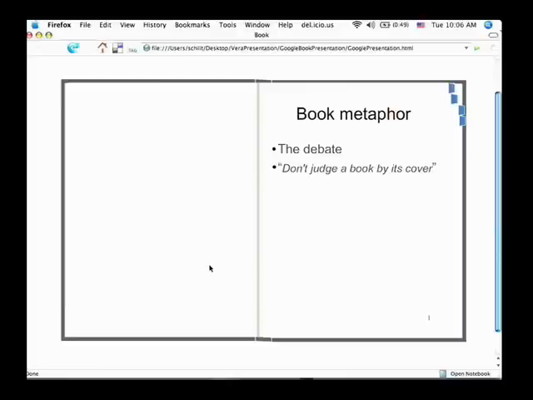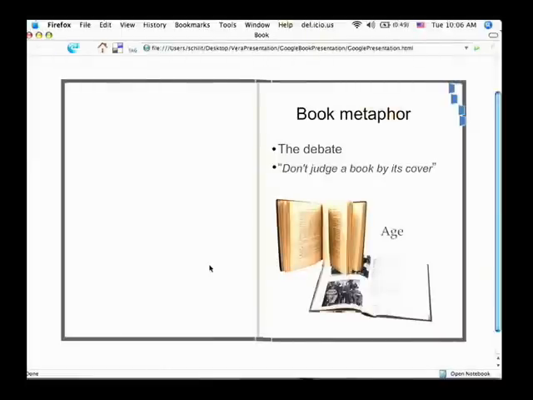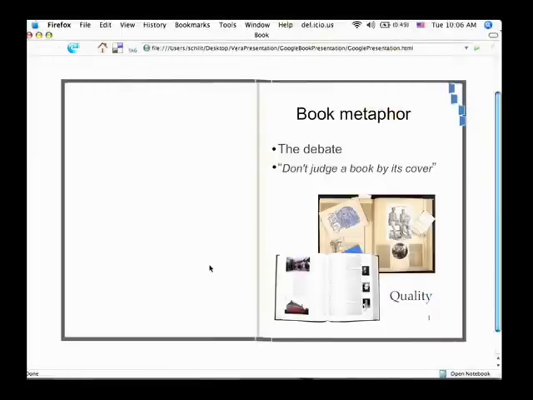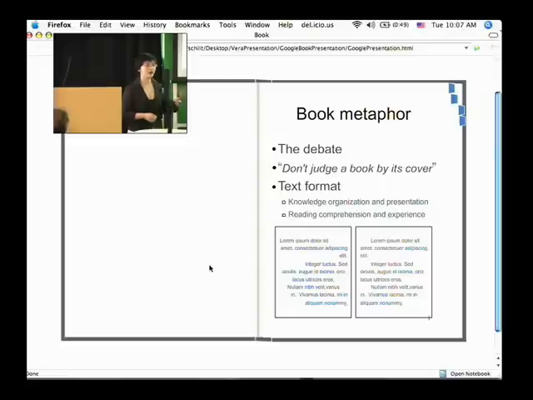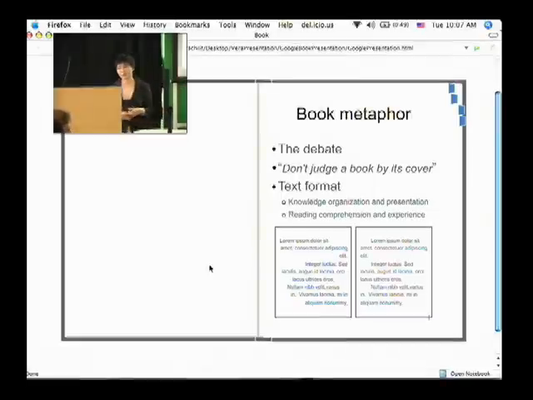However, this is not how humans are trained. Our human brain is already trained unconsciously to use the visual properties of documents to tell us about the document's age, usage, and quality. Choosing the right text format is important because it essentially tells how the knowledge is organized and presented, which in turn affects users' reading comprehension and reading experience.